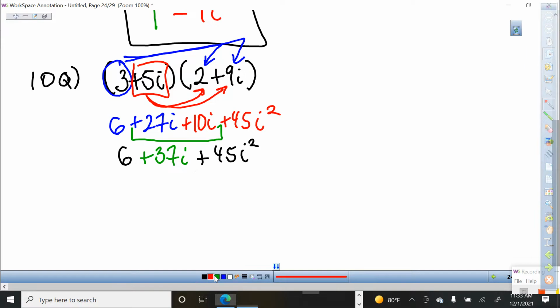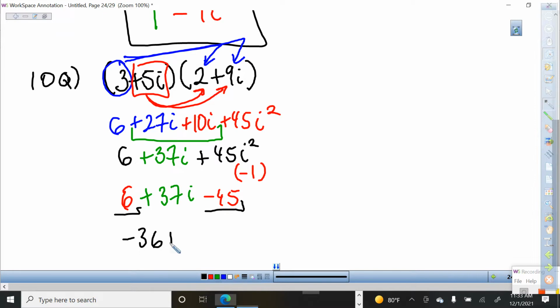What is it that we should not forget? Saul. The i squared is a negative 1. That is correct. So therefore, negative 1 times 45 is negative 45. Bring down the 6 and bring down the positive 37i. And now we just combine like terms. What is 6 minus 45? That's negative 36. Bring down the 37i. And this is our product.